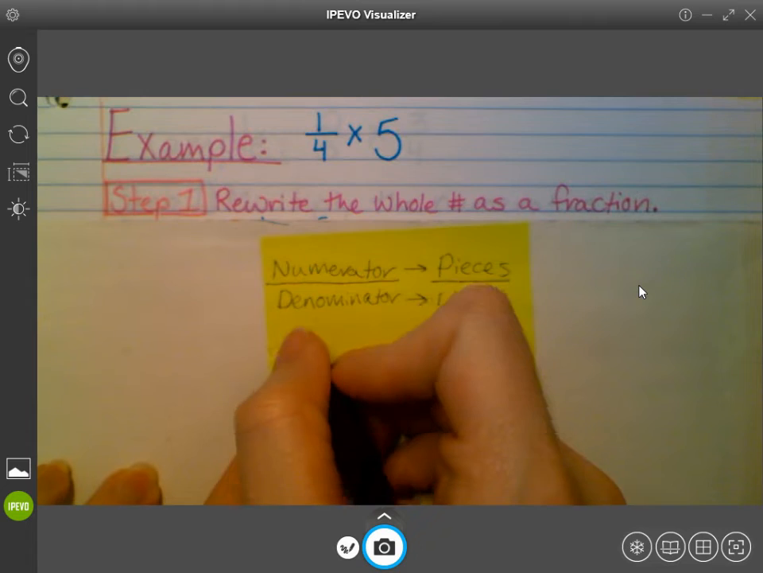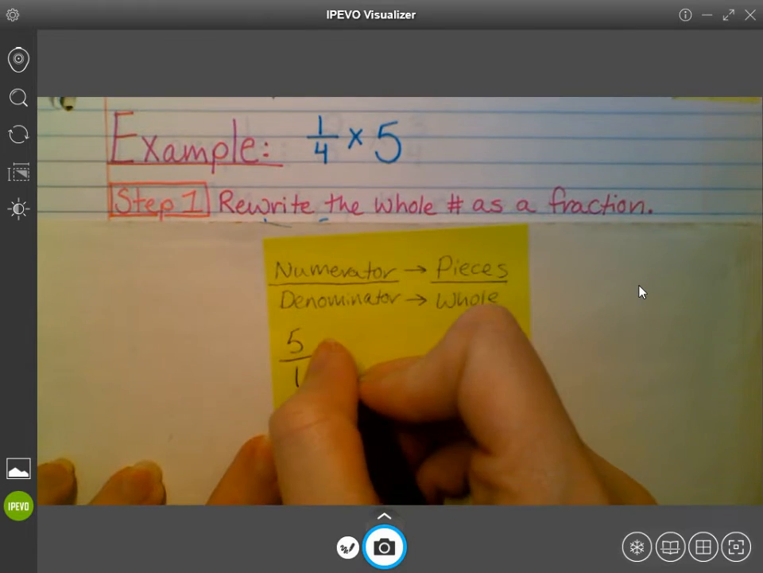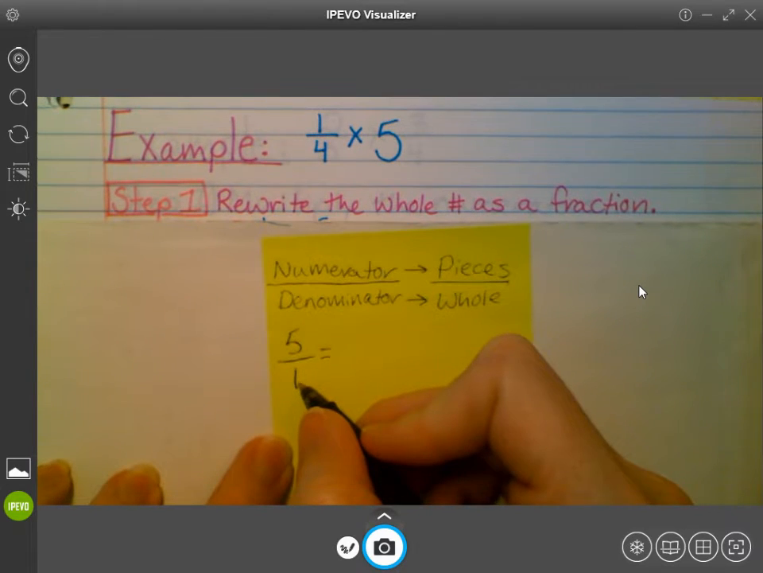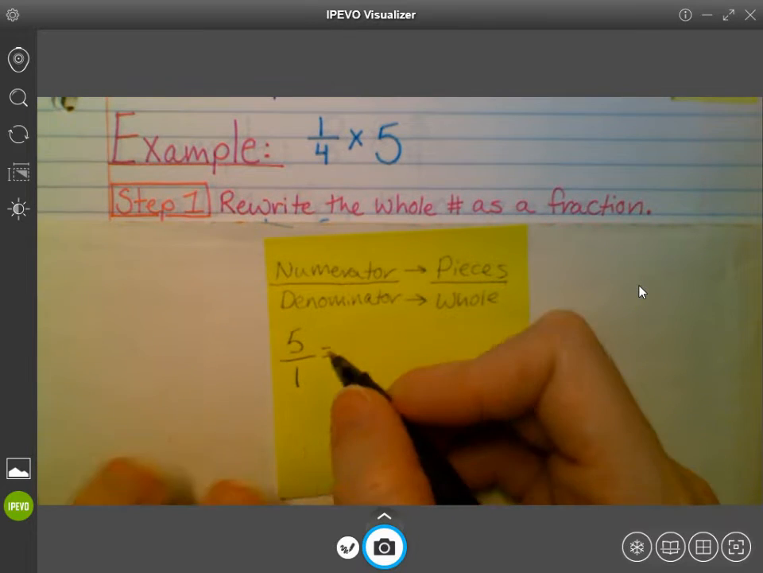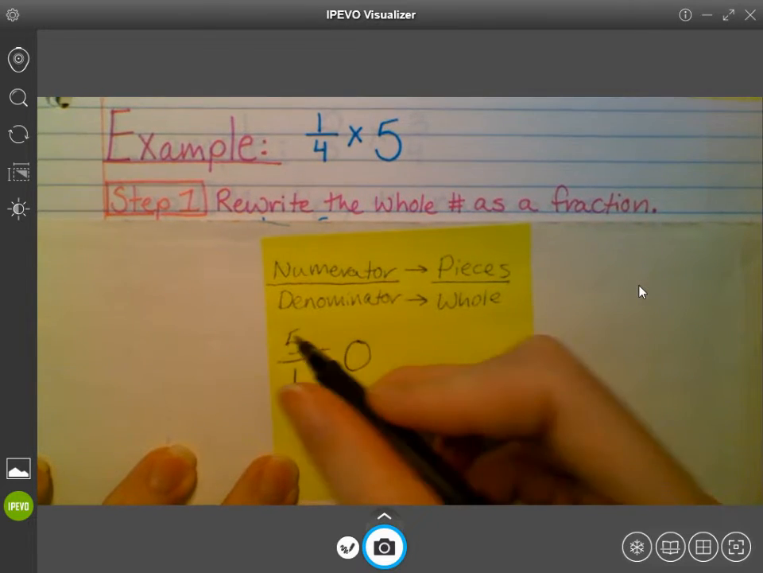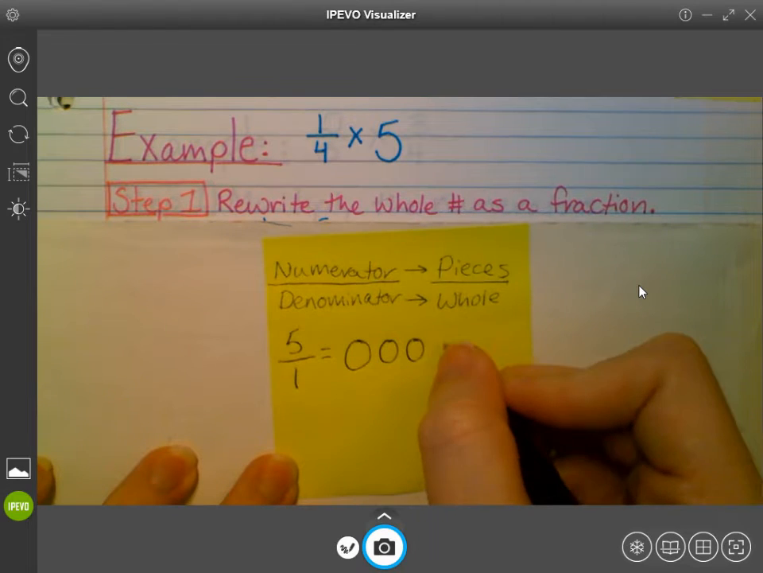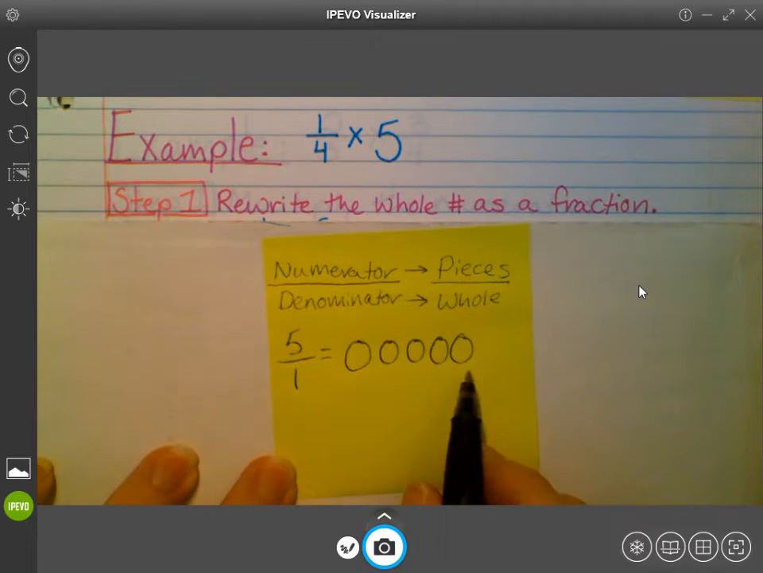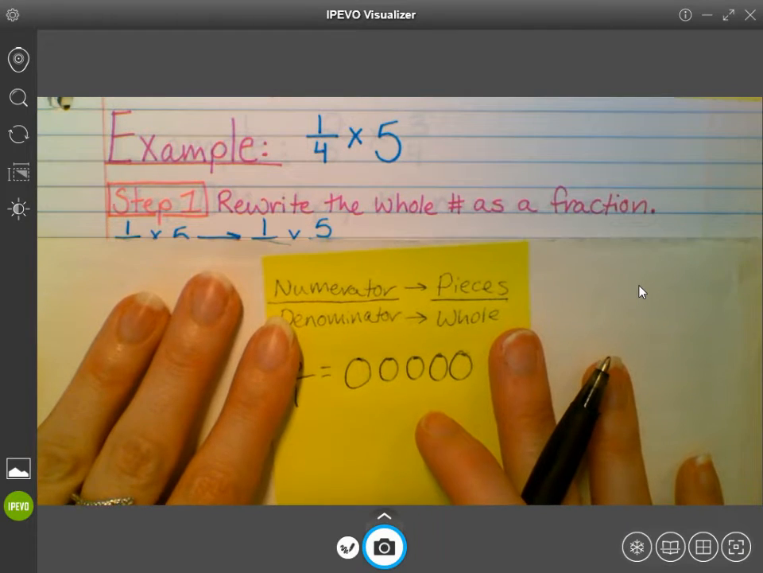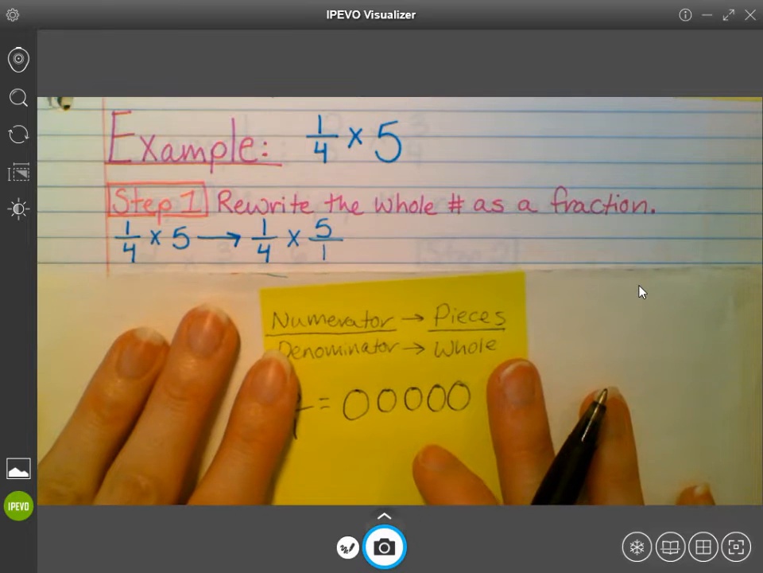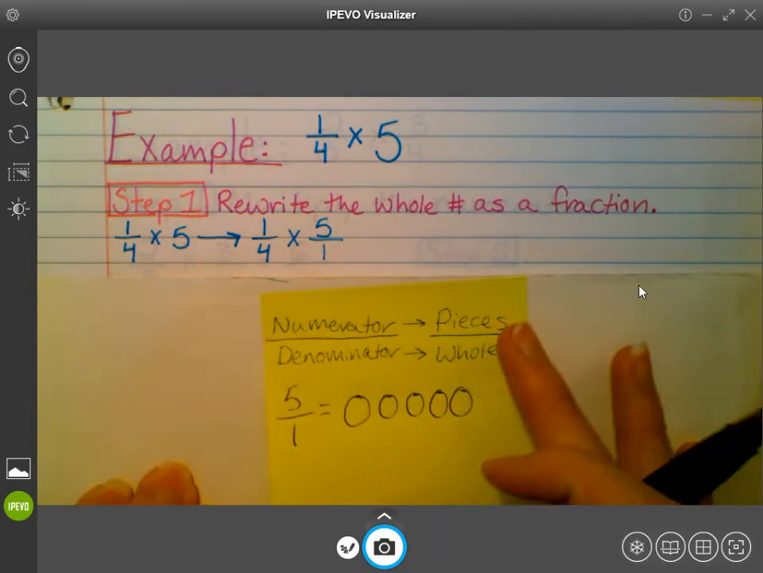If we have 5 over 1, we are saying we have our whole that's been split into 1 piece, or just a whole circle, and we have 5 of them. Does this represent 5 wholes? It sure does. So, when we write the whole number as a fraction, this is what we're doing. Go ahead and write that down.